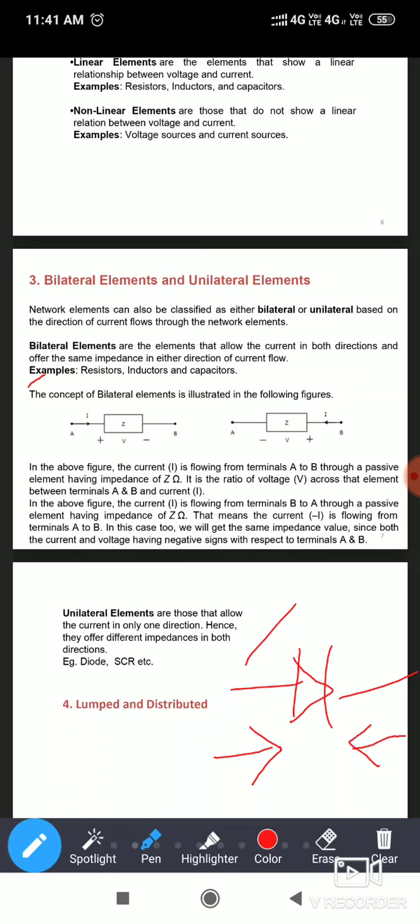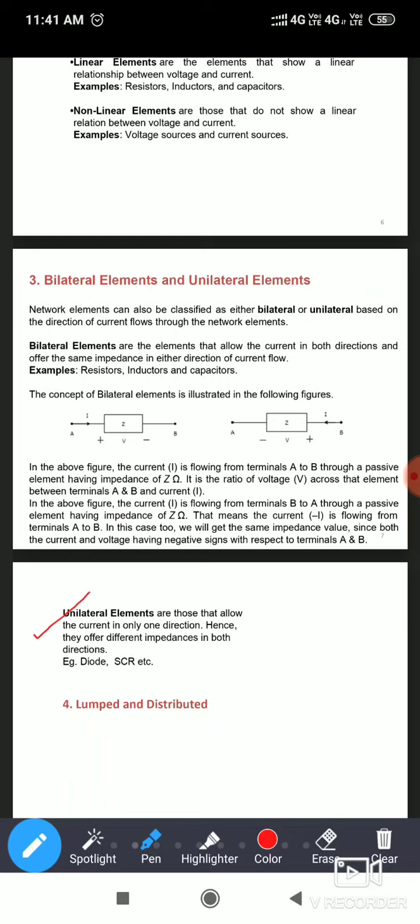Whether current is flowing in this reverse direction? No, because the diode becomes reverse biased. So diode, SCR, they are called what? Unilateral elements. So unilateral elements are those which allow the current only in one direction. They do not allow the current to flow in both directions. I understand. Diode allows current flow only in forward bias. SCR always allows in forward bias, whereas bilateral elements allow current in both directions. Okay, so that's why RLC are called bilateral elements, whereas the diode, SCR like these are called what? Unilateral elements.